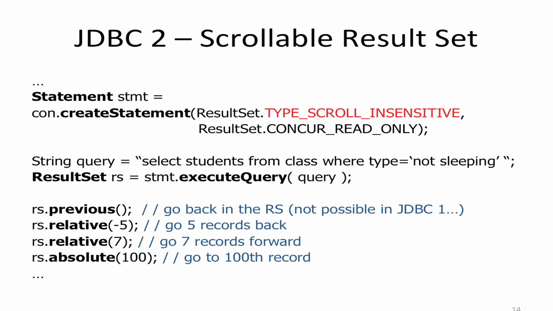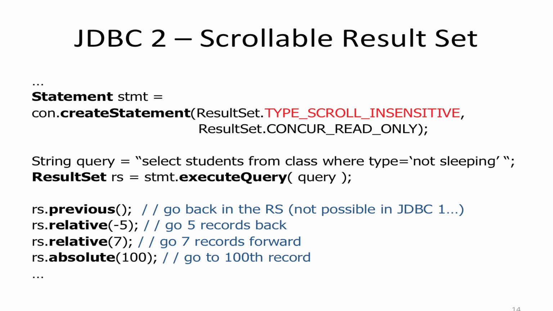So if we are comparing with not sleeping, if not sleeping then it will display the name of student, otherwise it will not display the name of student. Suppose there is no student whose type is not sleeping, then it will return a blank value, it will return nothing. But suppose 5 students are not sleeping, then it will return 5 records from the table student.